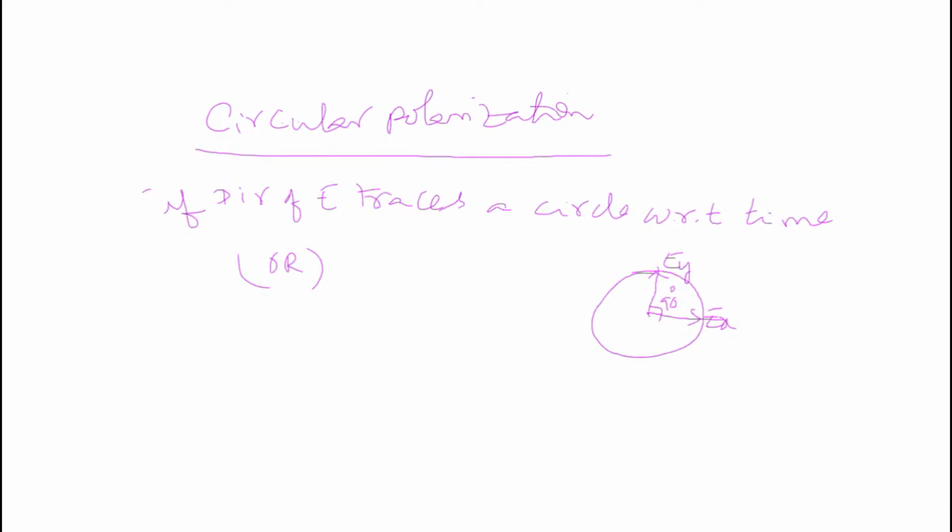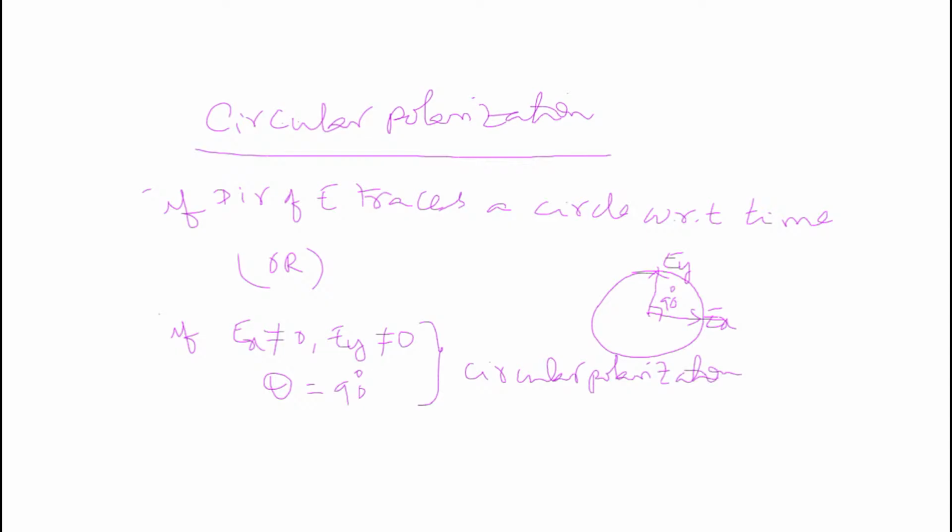Or else, we can define this in terms of Ex and Ey also. Coming to the definition of circular polarization in terms of Ex and Ey, if Ex is not equal to 0 and Ey is not equal to 0, both are present, and the angle between Ex and Ey equals 90 degrees, that means the phase difference between Ex and Ey equals 90 degrees. That type of polarization is known as circular polarization.